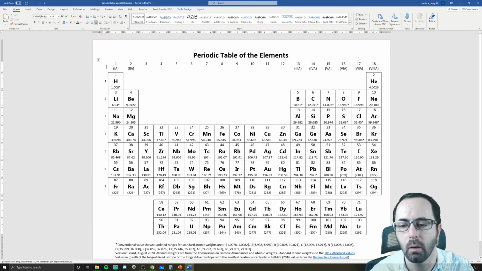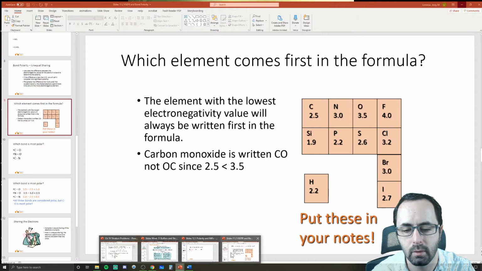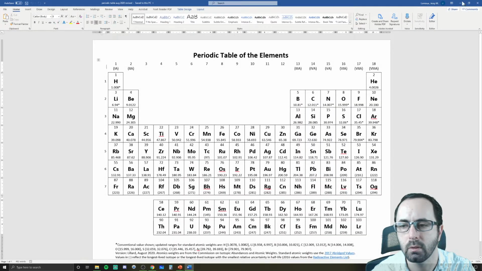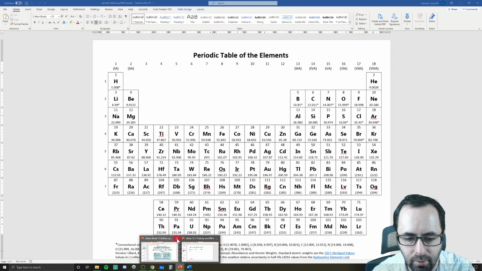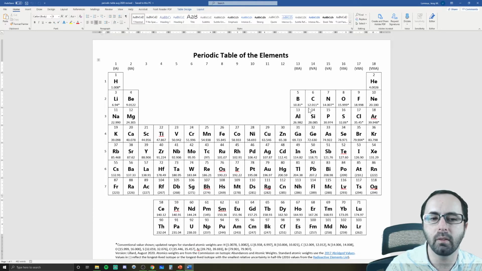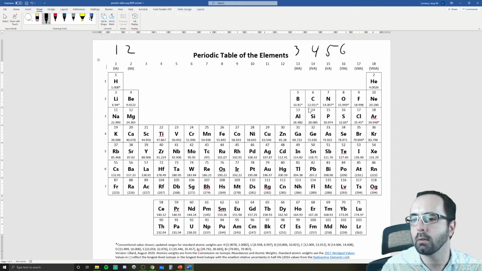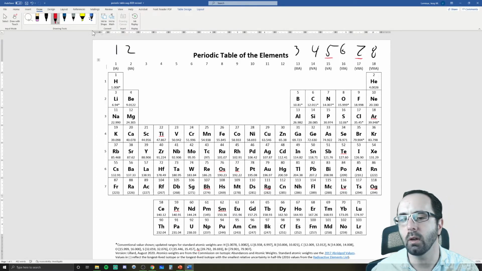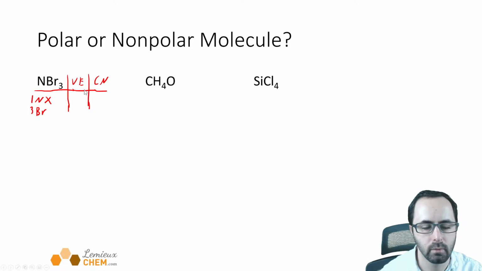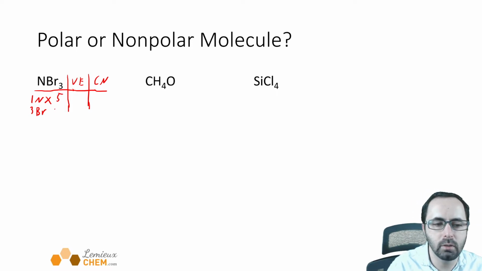So here, in our molecule, we've got nitrogen and bromine. Nitrogen is in group 5. We can number these again if we want. You probably have those notes on your periodic table. So nitrogen is in group 5 and bromine is in group 7. So nitrogen has 5 valence electrons, and 7 for bromine. So 1 nitrogen times 5 valence electrons and 3 bromines times 7, that's 21, for a total of 26.